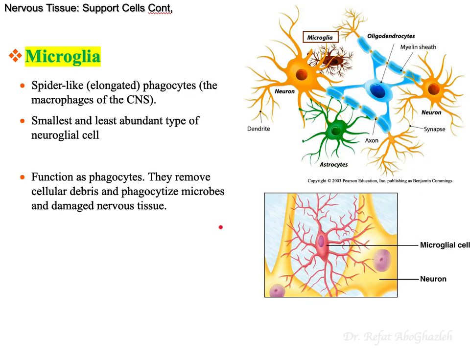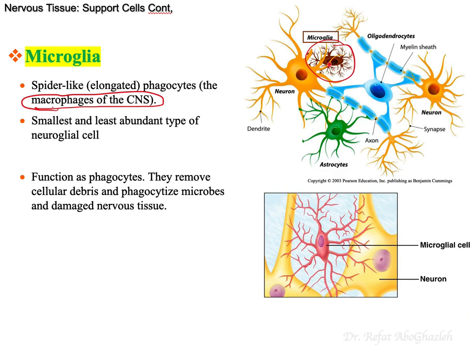Now that was about the astrocytes, but what about the microglia? Okay, this is the microglia, which has a spider-like shape. Indeed, the microglia are elongated phagocytes, so their function mainly is as phagocytes, let us call them the macrophages of the central nervous system. You know, we have macrophages in our blood, and you have macrophages in the brain. The macrophages of the central nervous system, brain and spinal cord, indeed, are the microglia.